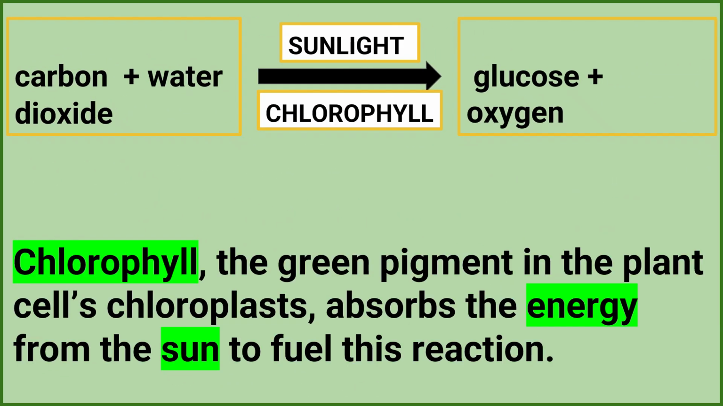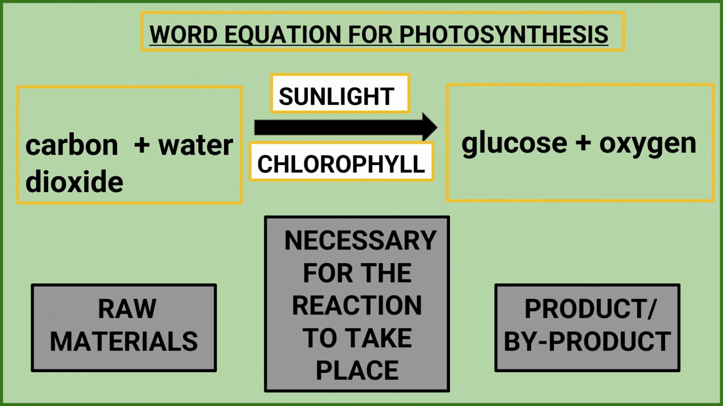Chlorophyll is the green pigment in the plant cell's chloroplasts. It absorbs the energy from the sun to fuel this reaction. This word equation summarizes photosynthesis. Make sure that you note the raw materials or the reactants, the products and byproducts, and also note that chlorophyll and sunlight are necessary for photosynthesis.